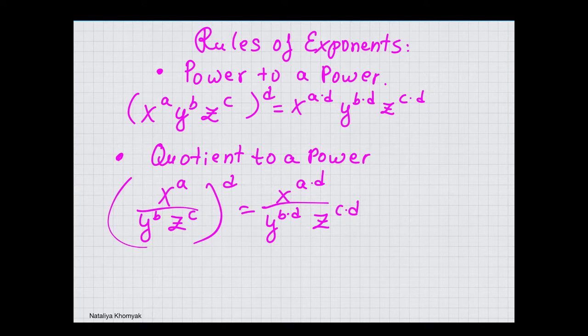Rules of exponents, power to a power. So if you have several numbers or variables in parentheses and you're raising the whole thing to another power, you can just distribute the power. Same goes if you have a fraction inside of the parentheses and you're distributing a power, it will still distribute, it will still multiply each of those exponents. So let's do a couple of examples.